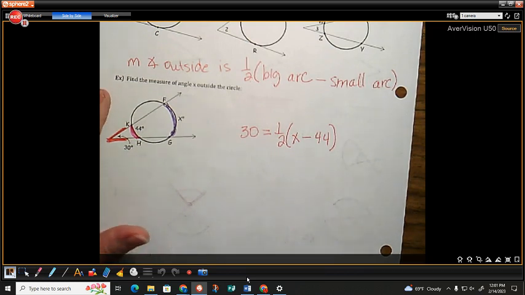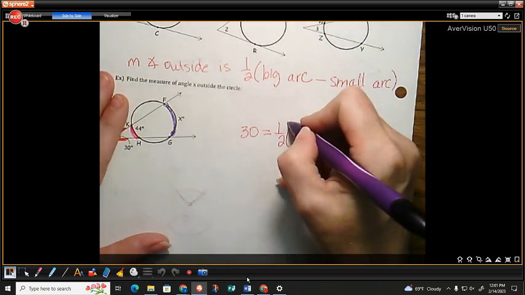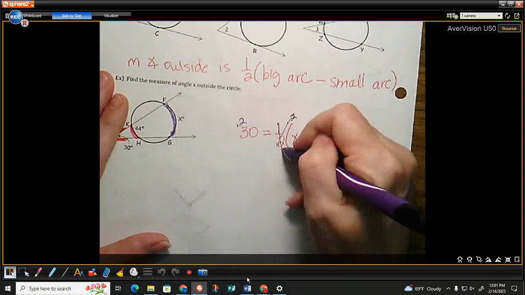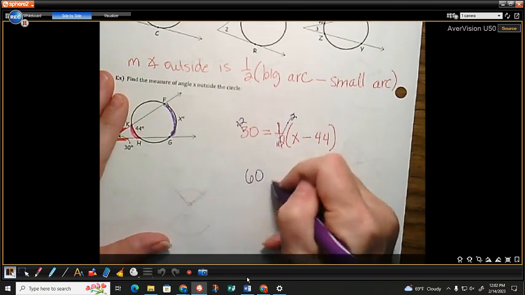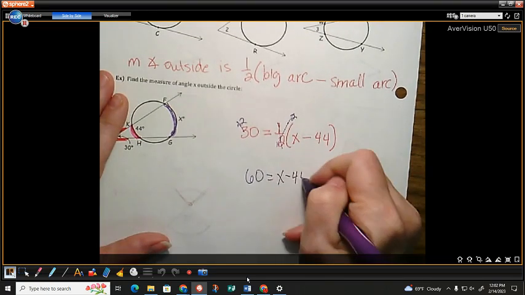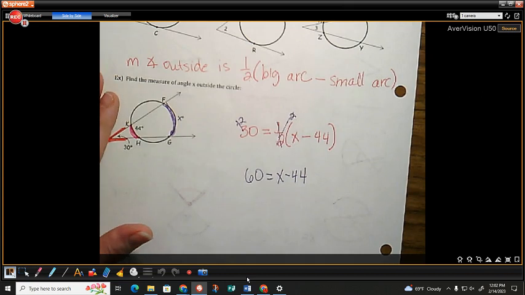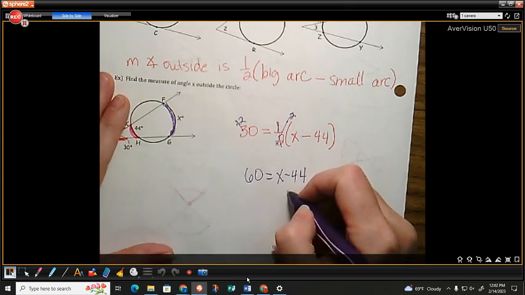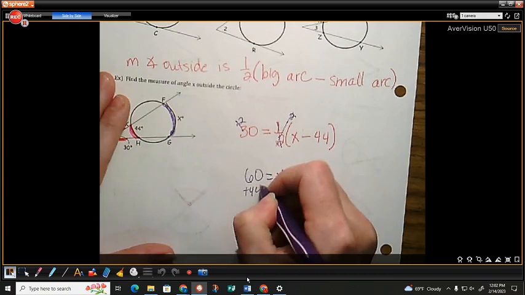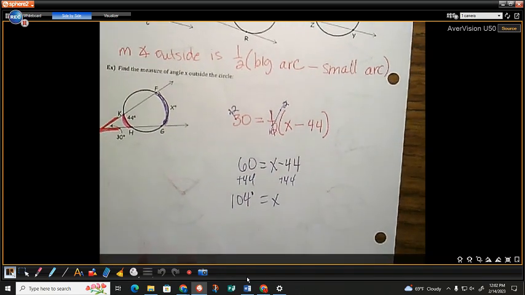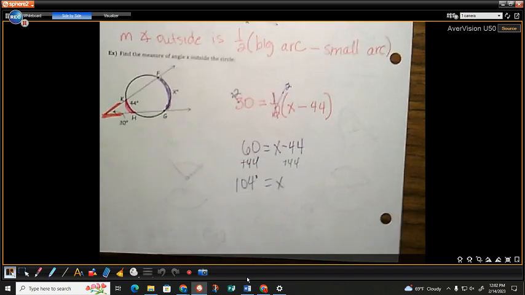So how am I going to solve this? What do you think? Multiply by 2. I could double both sides to get rid of the fraction, or I could distribute. But I don't like distributing, so that's going to be 60 equals X minus 44. And then you add 44 to both sides. And what do you get? You get 104. I think that's worthy of candy. Questions, problems, complaints, concerns, or comments?